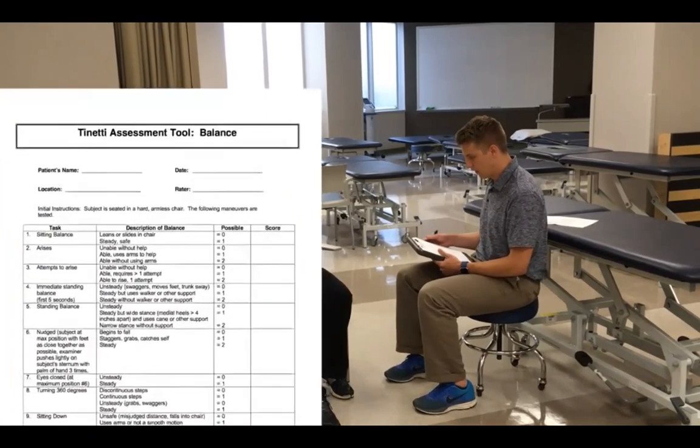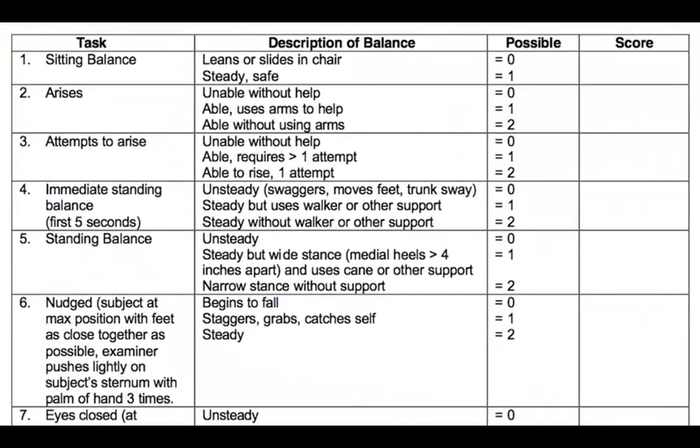So the first part of the assessment is balance. I'll have her just sit back in a chair like she would normally, and just make note of her posture, if she's swaying, if she's leaning to one side. Kristen is sitting steady and safe in the chair, so she receives a 1 for sitting balance.